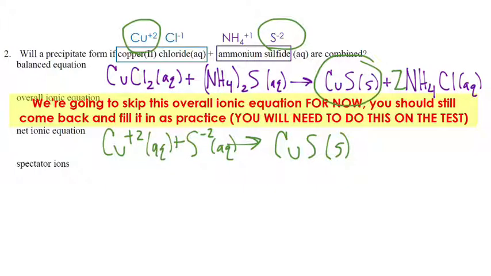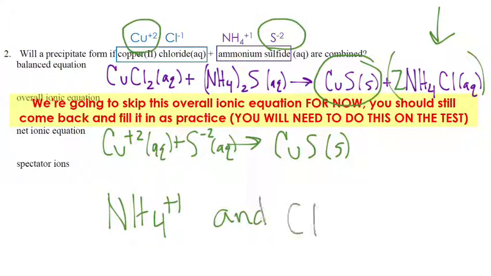And now our spectator ions are anything that is not part of that. And I find it easiest to look at the other product, because that's the stuff that didn't get included in our solid product. So here I can see that NH4 plus 1 and Cl negative 1. I can also see that here. If I've rewritten these and I'm focusing on these ions, these are the ones that are left out. So those are our spectators. So a lot quicker and easier.